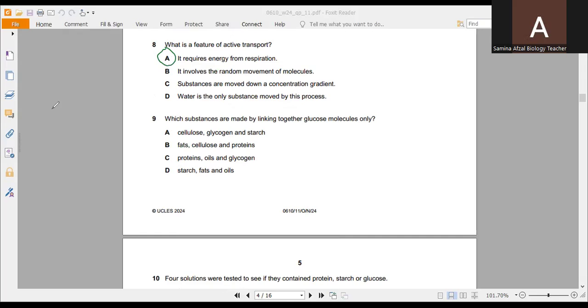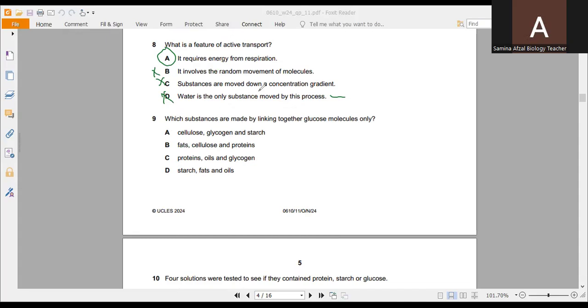B is not correct. Random movement of molecules takes place in the process of diffusion, in which the molecules can move in all directions. Substances moved down a concentration gradient is again movement of molecules by diffusion. So B and C are not correct, and D is not correct, because water moves by the process of osmosis. So active transport only requires energy. Diffusion and osmosis do not require any energy.